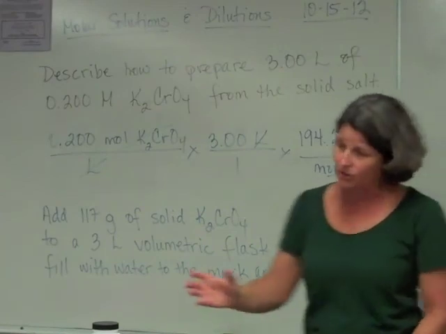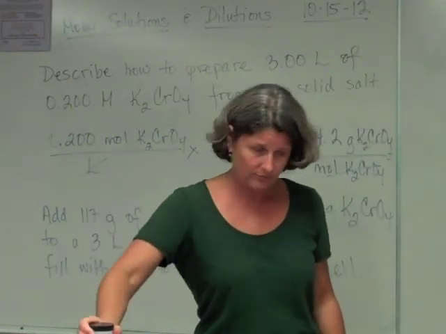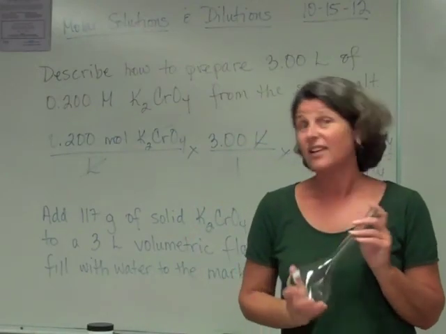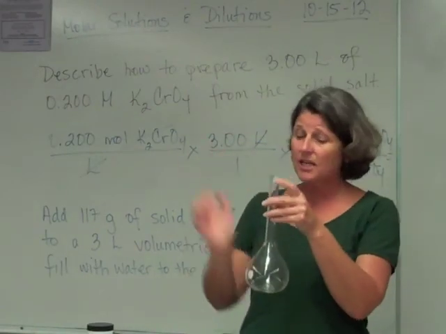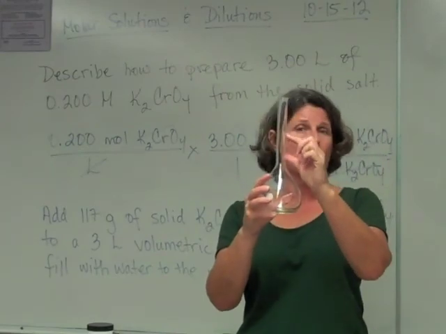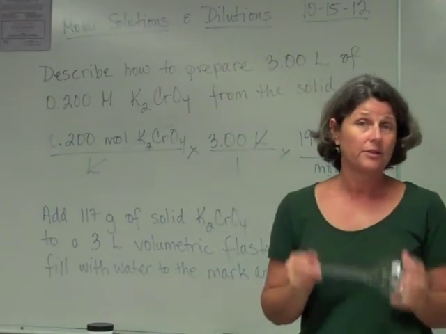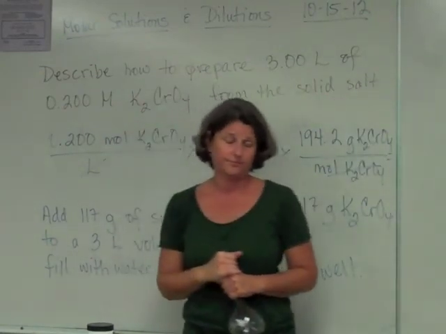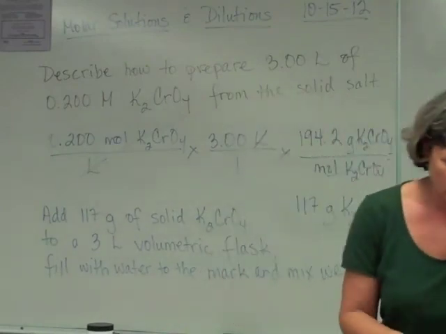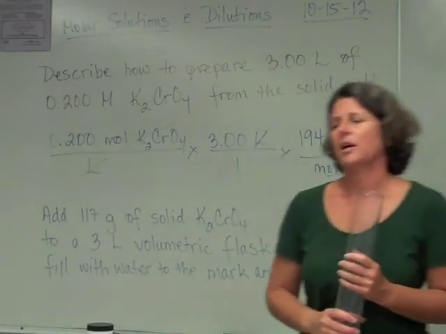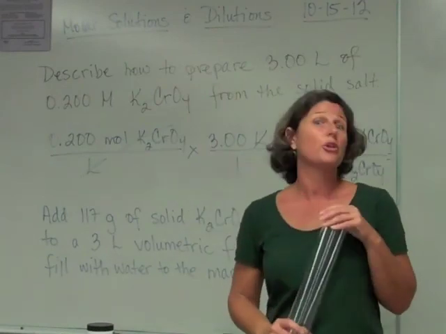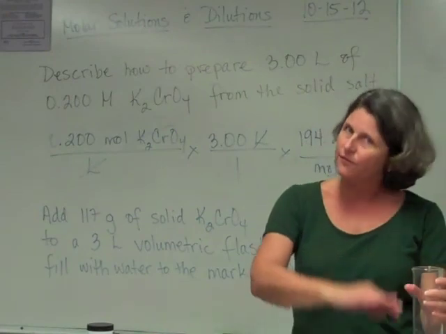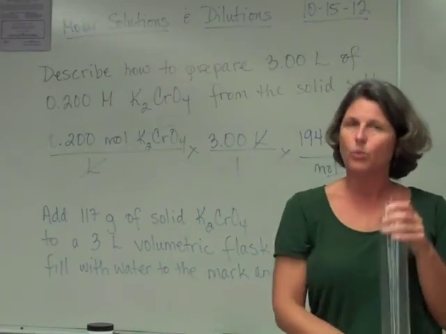I'm going to measure it out on a scale, dump it into a 3-liter volumetric flask, if I have one, and then take water and fill it up to the mark. Then I'm going to shake it well, and I will have 3 liters of 0.2 molar solution. How else could I do it? I could put the salt into a big 3-liter graduated cylinder, and then fill it up to 3 liters with water.